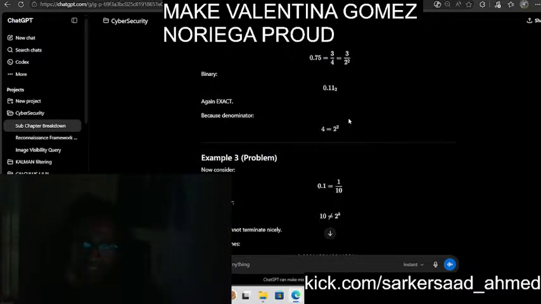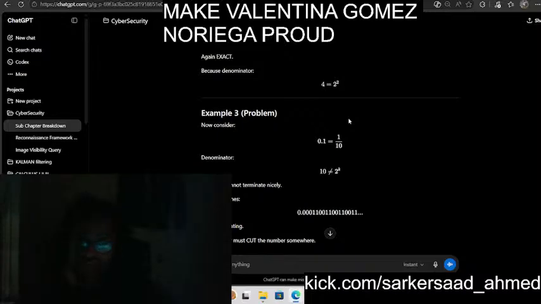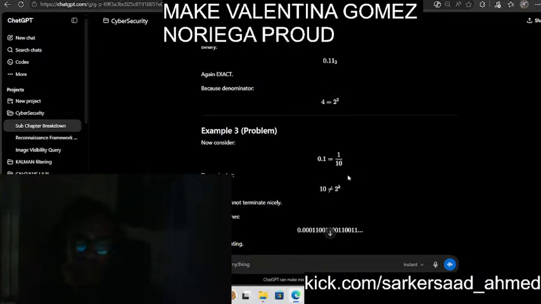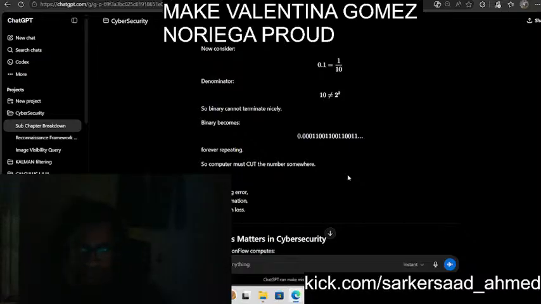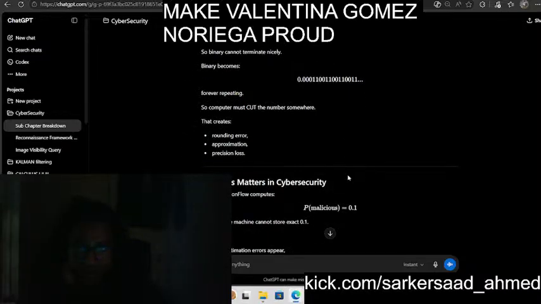Now consider 1 by 10. The 10 is not 2 to the power k, so the binary cannot terminate nicely. Because you need to do log base 2 of 10, which is some weird value, and then you have to do a binary for that, which never stops. So the computer must cut somewhere. This creates a rounding error, approximation error, or precision loss.